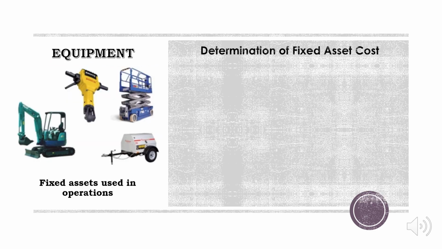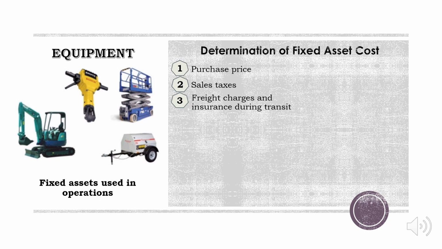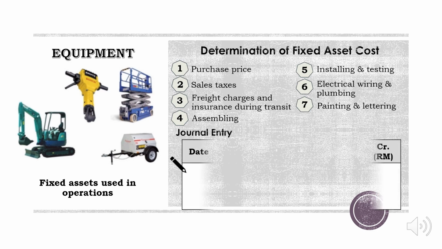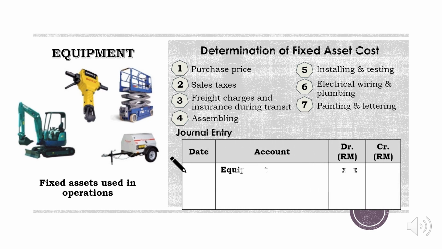For equipment, fixed asset used in the operation includes the cost of purchase price, sales tax, freight charges and insurance during transit, assembling, installing and testing, electrical wiring and plumbing, painting and lettering, and the journal entry will be debit equipment, credit will be cash.